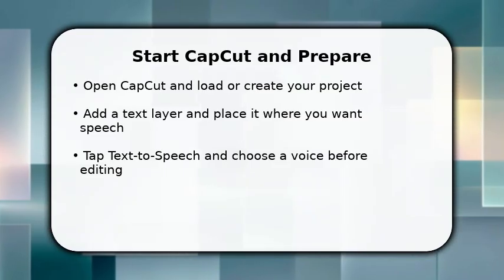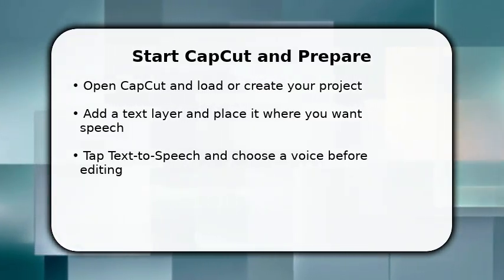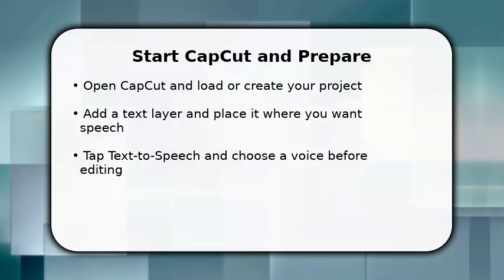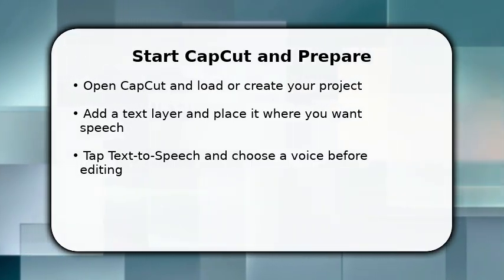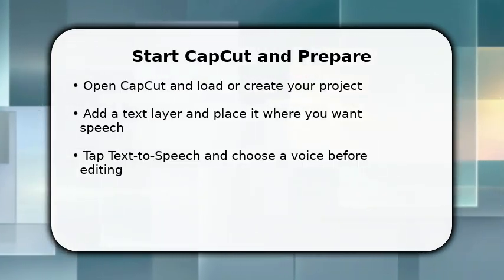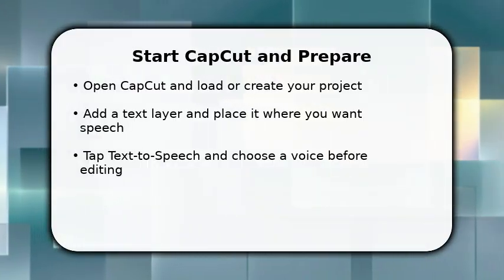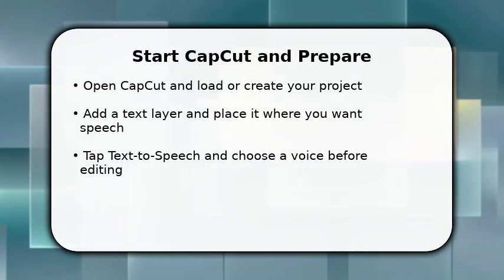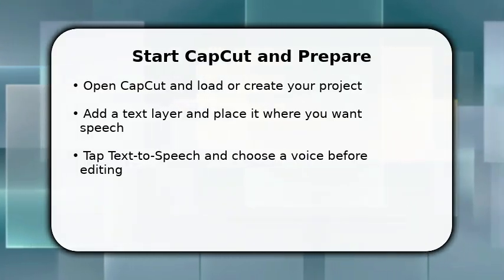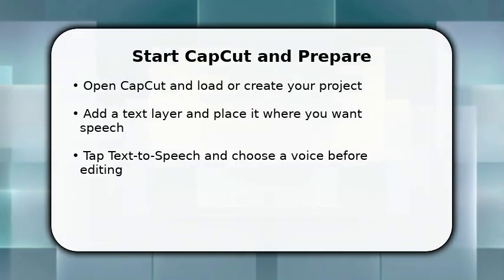You've opened CapCut and added your text. Start now by selecting the text layer where speech will appear. Once done, tap the Text-to-Speech button and pick a voice that matches your tone. Make sure the text is exactly how you want it spoken, because edits after synthesis waste time. You'll also want to place the playhead at the start of the text clip so generated audio aligns. This first setup gets you into the editing flow and eliminates timing fixes later.